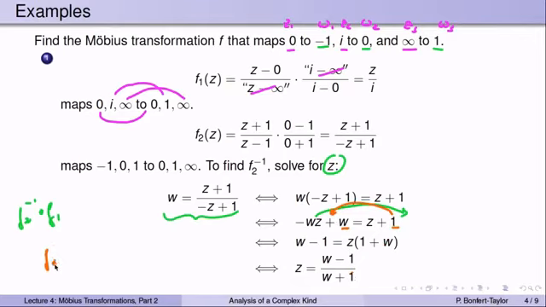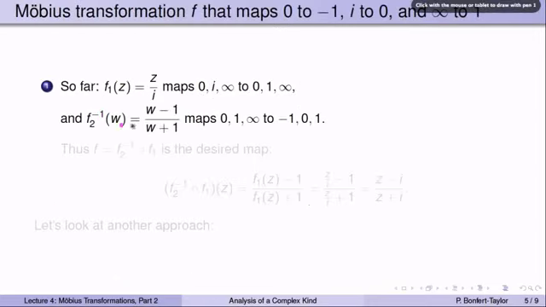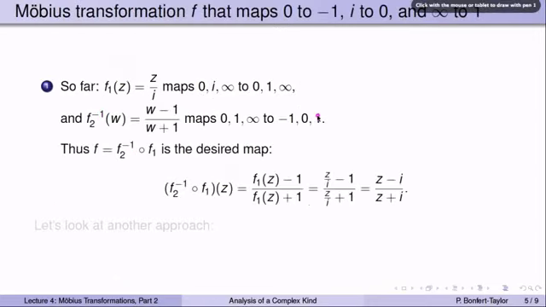So we now have f2 inverse of w being w minus 1 over w plus 1, and we can therefore look at f2 inverse composed with f1. So here are the two maps again that we constructed, f1 and f2 inverse, and therefore f2 inverse composed with f1 is the desired map. f2 inverse of f1 of z can be obtained by plugging f1 of z in here for w. So we find f1 of z minus 1 over f1 of z plus 1. f1 of z is the map z over i, we can plug that in. So z over i minus 1 divided by z over i plus 1. We multiply top and bottom by i, and end up with z minus i over z plus i.